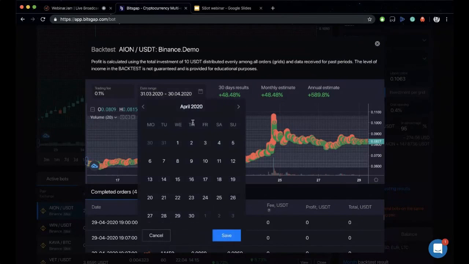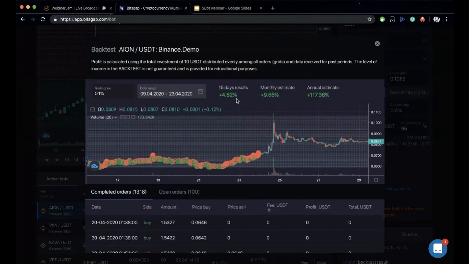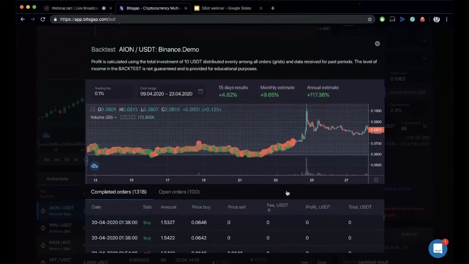You can even choose another period, let's say from the 9th till the 23rd of April, to see what the bot would generate for you for this 2 weeks period. So that's in this case 5%. It's pretty good. That's pretty good.